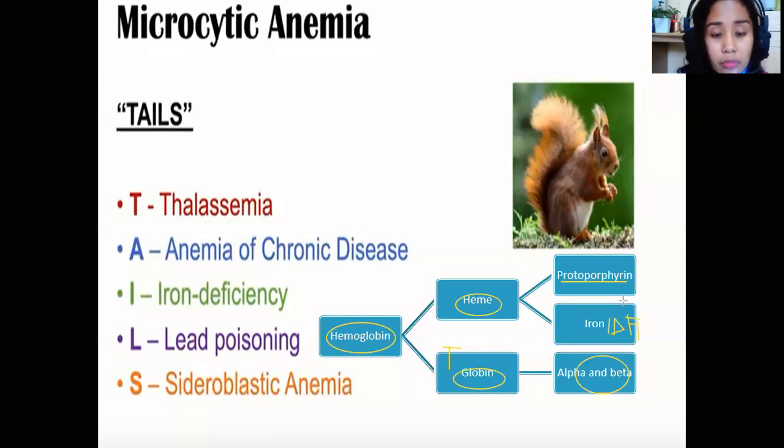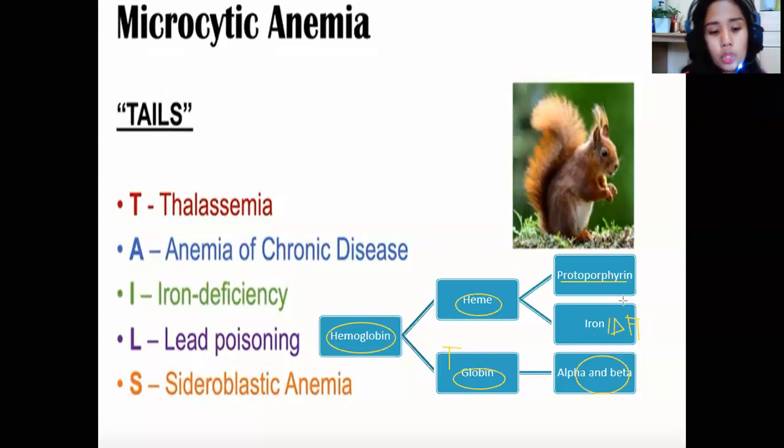Letter A, anemia of chronic disease. Anemia of chronic disease is secondary to chronic infection, chronic inflammation, and apparently the macrophages tend to trap the iron. What else? Iron deficiency. In cases where there is increased demand of iron, or decreased nutrient intake, or there is bleeding. Pag may hookworm, pwede magkaroon ng iron deficiency anemia. So when there is less iron, your red blood cell tends to be smaller.